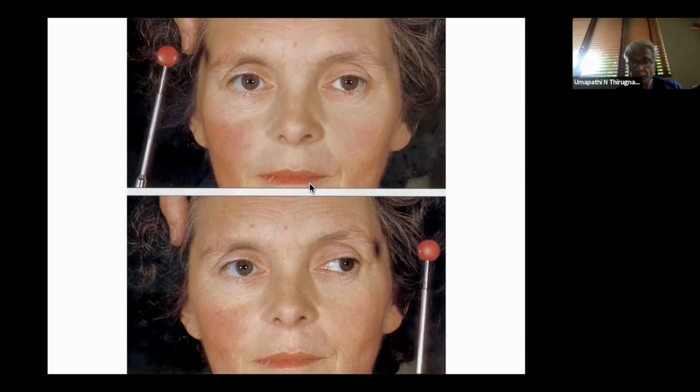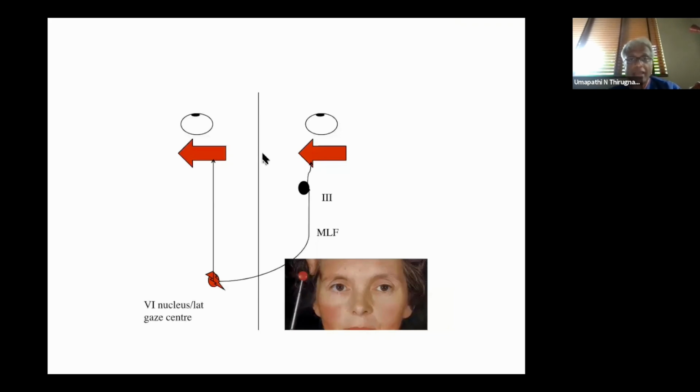Okay, so as I said before, you will break it down into steps, right? So the first diagram, she's looking to the right. Then if you draw the arrows, obviously both arrows will be red. Okay, for both arrows to be red, the lesion can only be in the 6 nucleus. Of course it can be in the frontal eye field also, but we'll keep it simple.